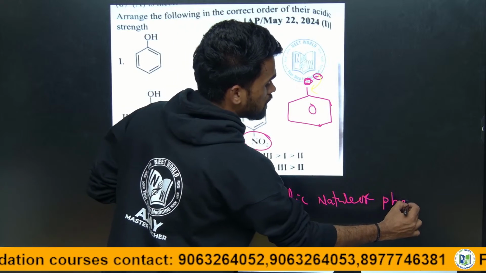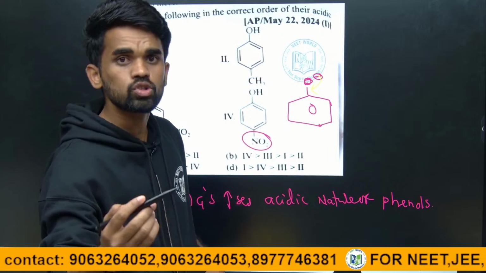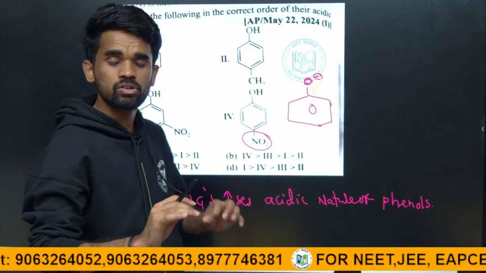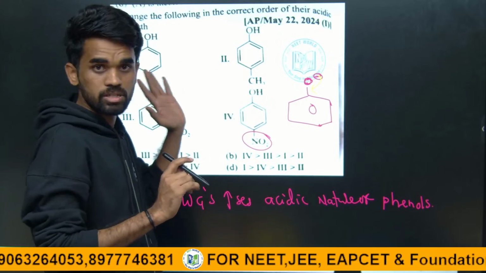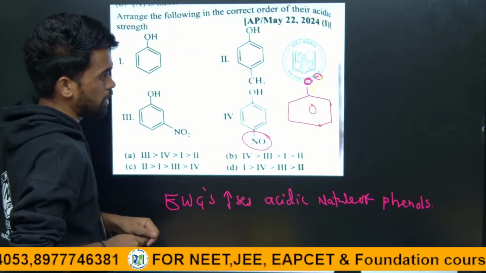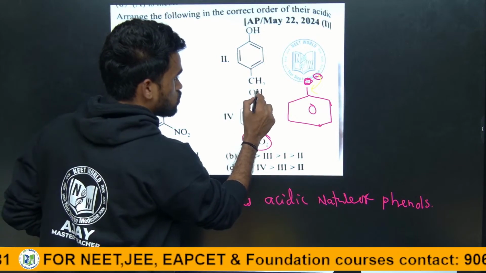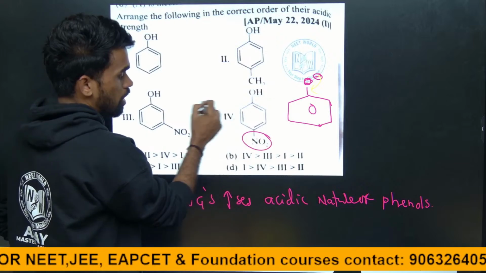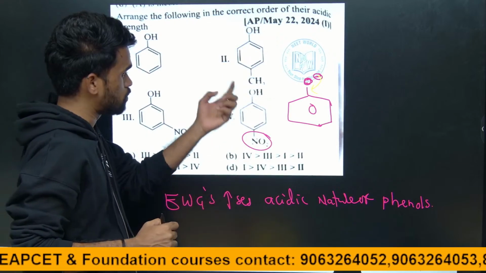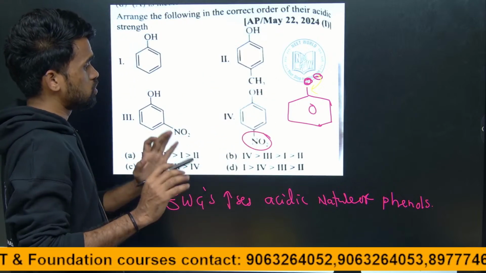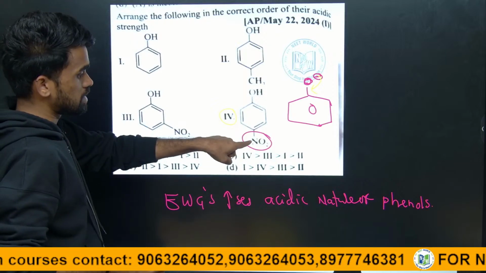All these things we already discussed during the mesomeric effect concept. You can just go through the playlist, and those are highly helpful for your preparation and understanding of this kind of questions. So this nitro group is a strong minus M group, so that will withdraw the negative charge and increase the stability of the phenoxide ion, and therefore that results in more acidic nature of the phenol. So which is more acidic here? The fourth one will be more acidic because this is at the para position.